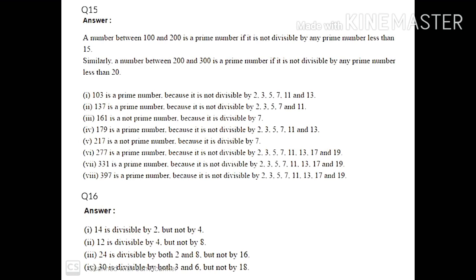Similarly, 217 is not a prime number. It is divisible by 7. 277, 331, 397 are prime numbers because we are checking the divisibility by all the prime numbers less than 20, that is by 2, 3, 5, 7, 11, 13, 17 and 19.